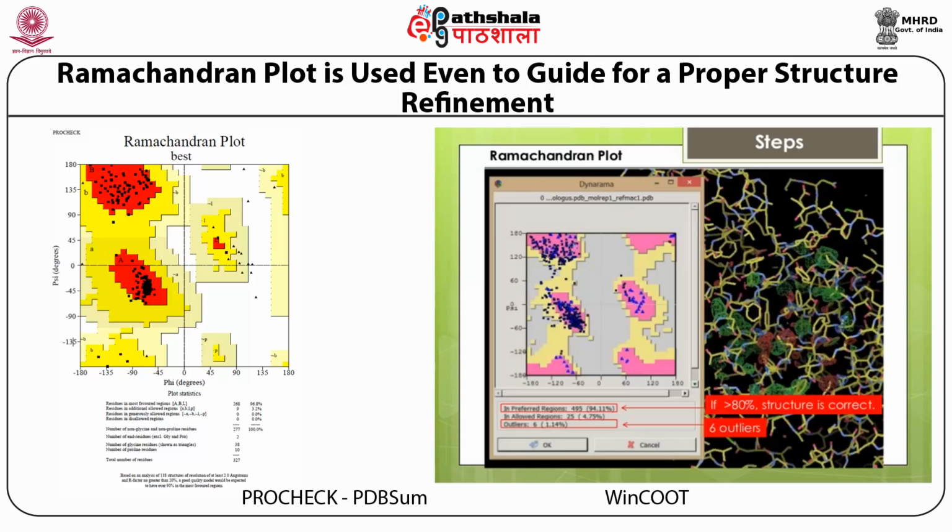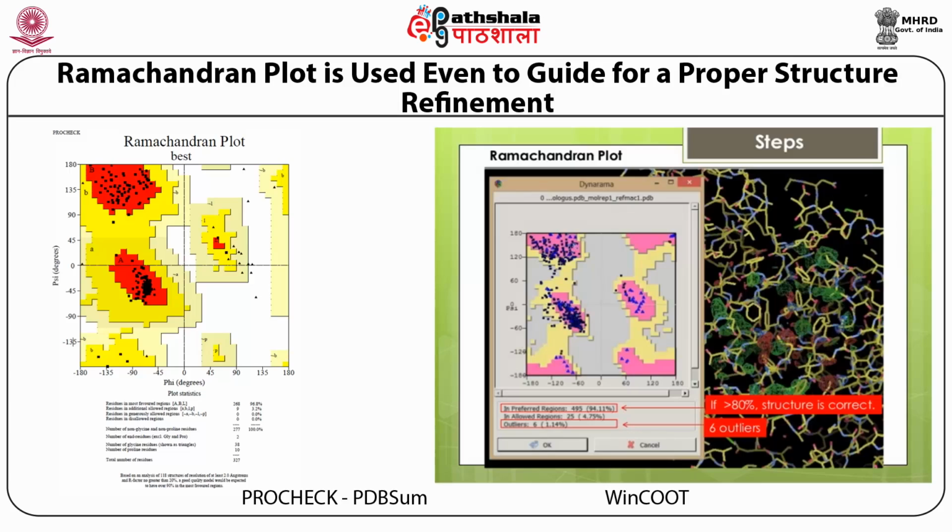Now you could see how many residues are well within the allowed region, and how many spots are in the disallowed region. That clearly explains. And within this red shaded area, all the spots are crowded. That means the crystal structure is highly validated, a very good, highly refined structure. So that is the validation report using ProCheck.